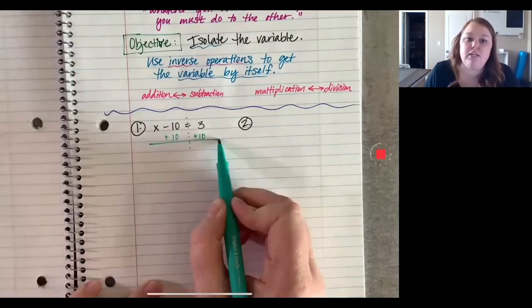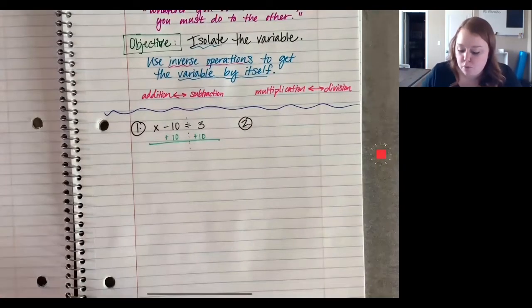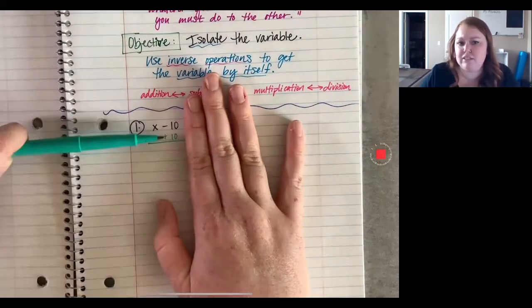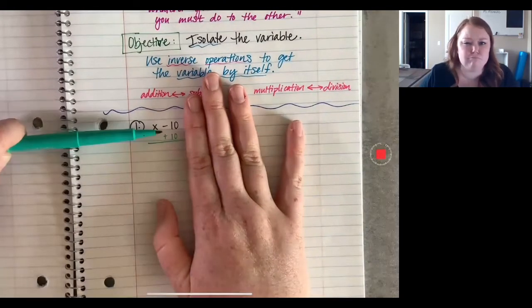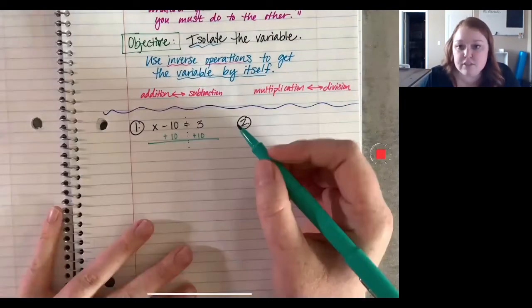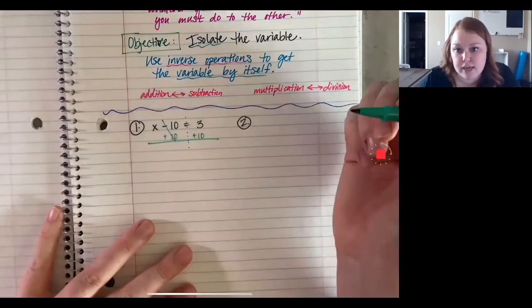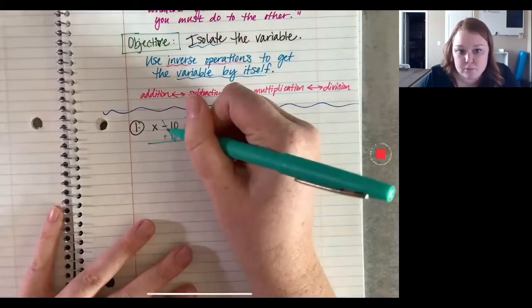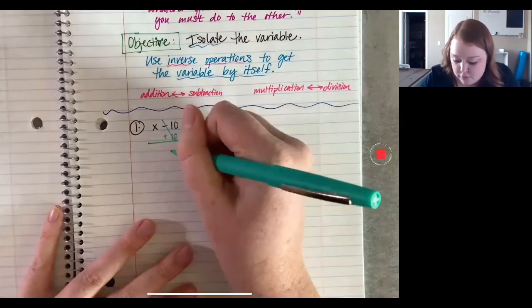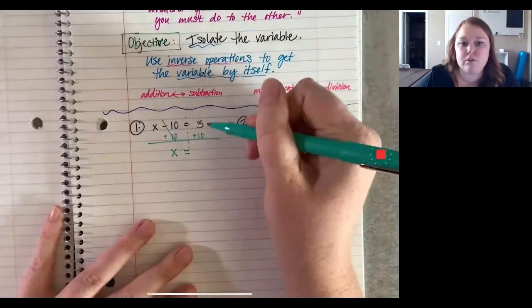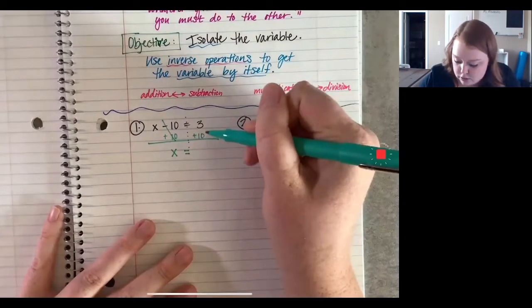Okay, now let's see what we're left with. On the left-hand side, if I'm subtracting 10 and then adding 10, what's negative 10 plus 10? It's 0. I don't even write the 0. What's the point of writing 0? It's nothing. So instead, I show that that cancels out, and I drop down what's left, which is x. I drop down my equal sign, and then I figure out what the right side equals. 3 plus 10 is 13.